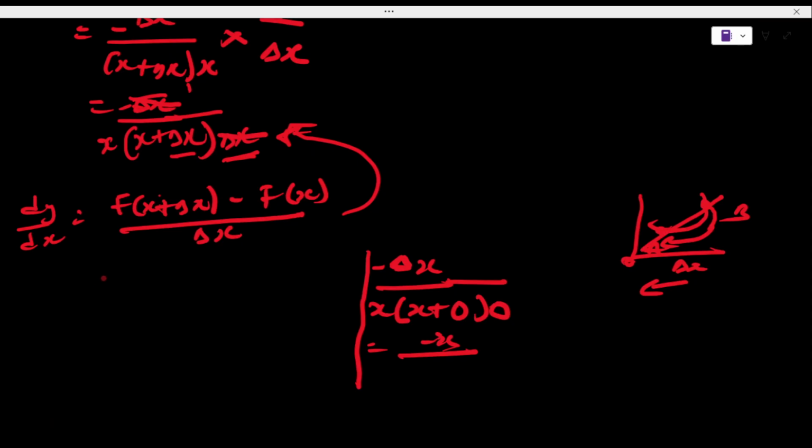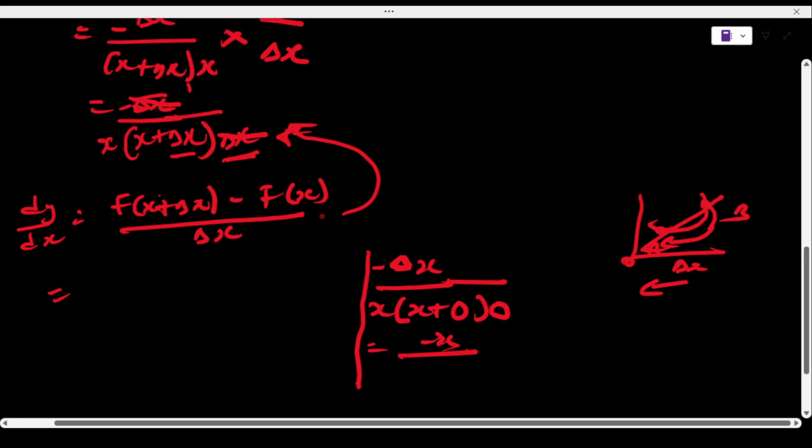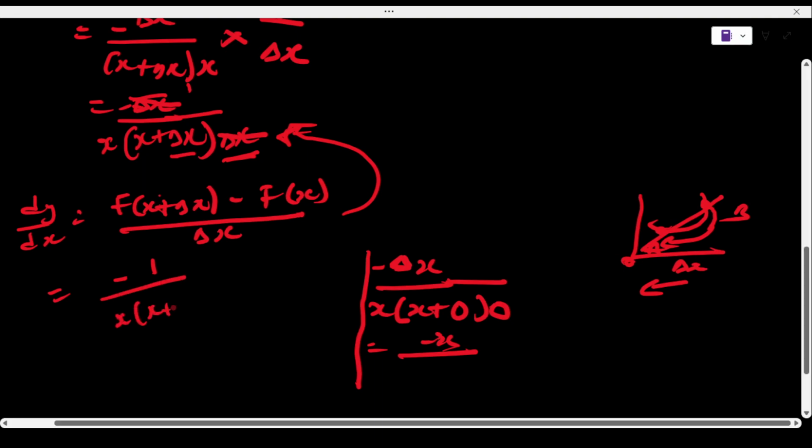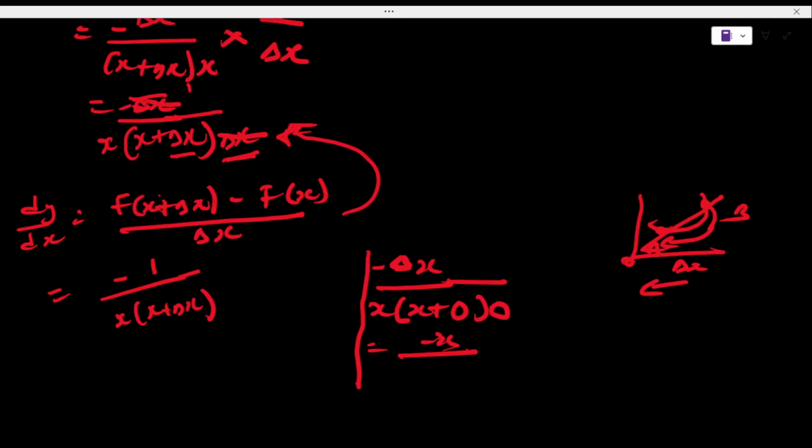So therefore our dy dx here, this is the formula, and the result of this is minus 1 over x times x plus change in x. Yes, we are done with it, because this change in x has cut each other. So this change in x here will turn to 1, so they will cut each other. Now, this is our value for the derivative function.